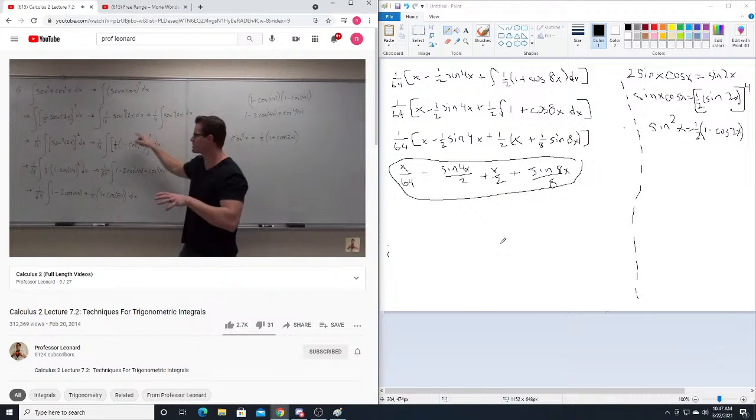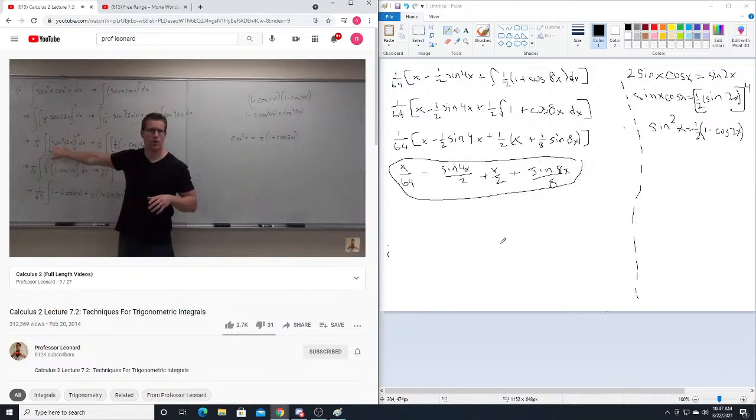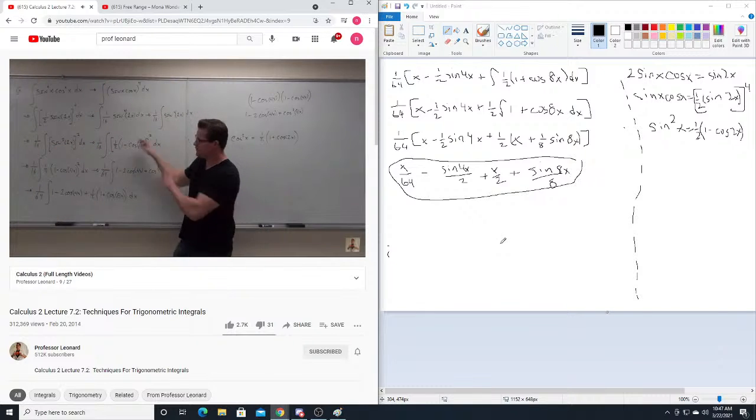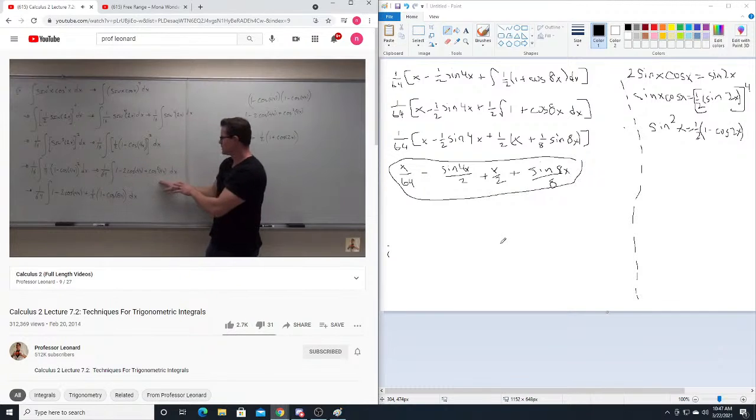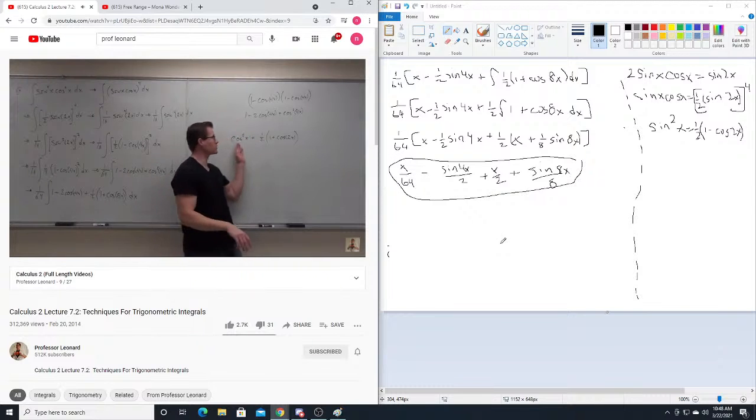The even power thing is make it a sine squared or make it a cosine squared somehow. Then use a half angle. Cool. Then distribute it. Look for any more squares. You're basically reducing this with the half angle formula. It's like an inherent reduction formula. The half angle formula always reduces your power. Do you get what I'm saying?